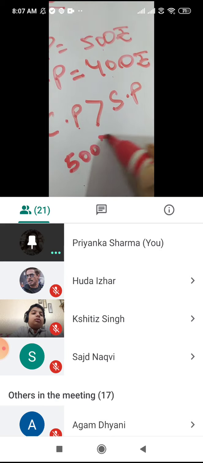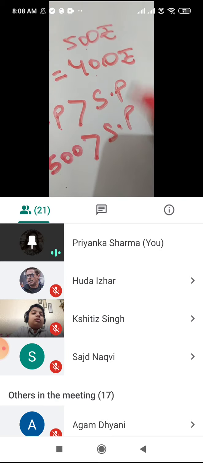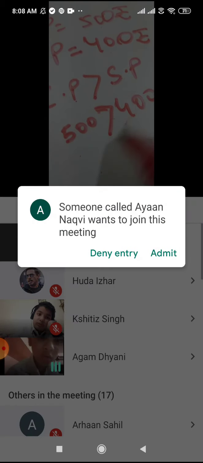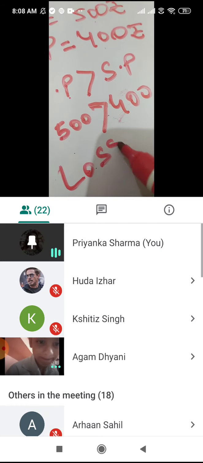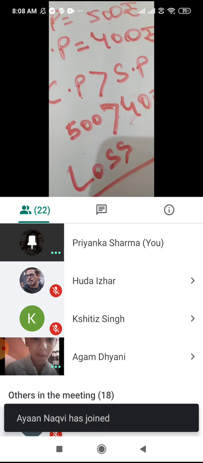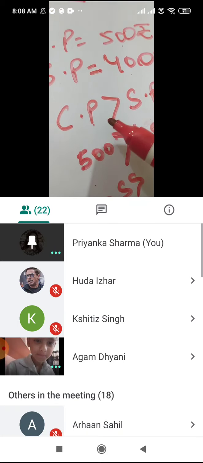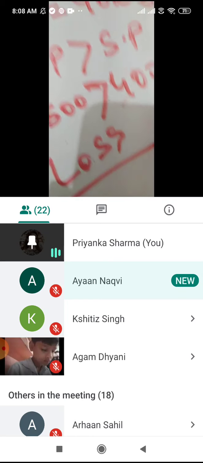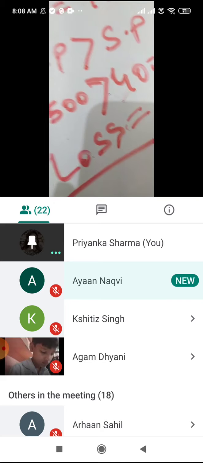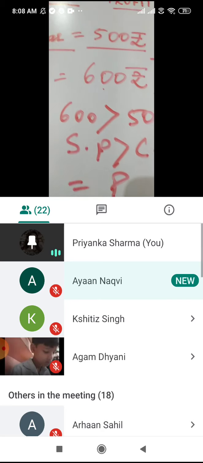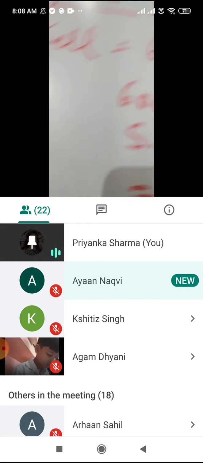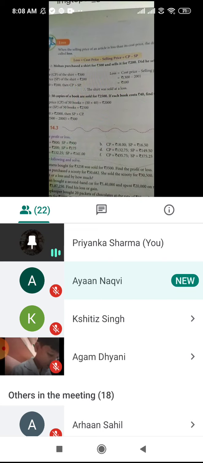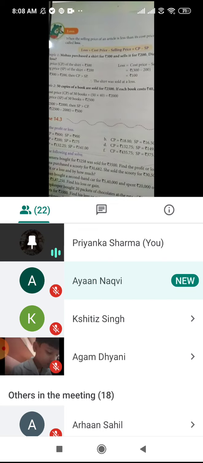That means loss. That means he is having loss. When cost price is greater than the selling price, this is the greater sign, we have loss. Okay. So now you will write the definition of loss, then you will write the formula of loss. Then one example is also given. You have to write that also.